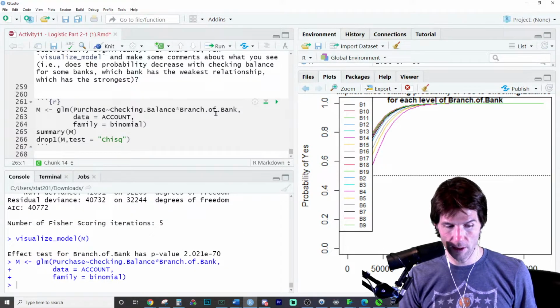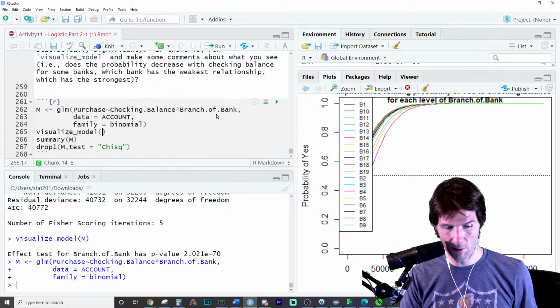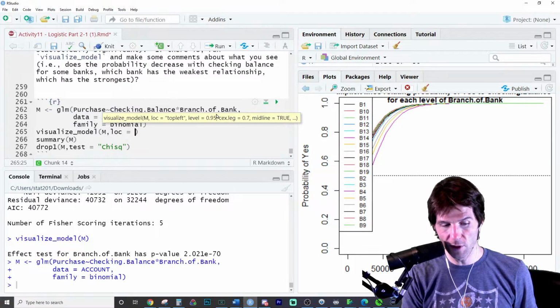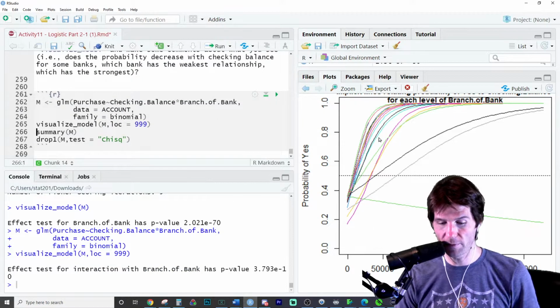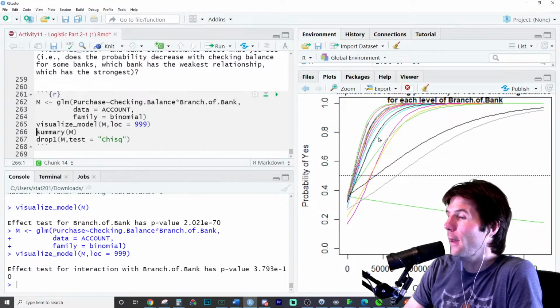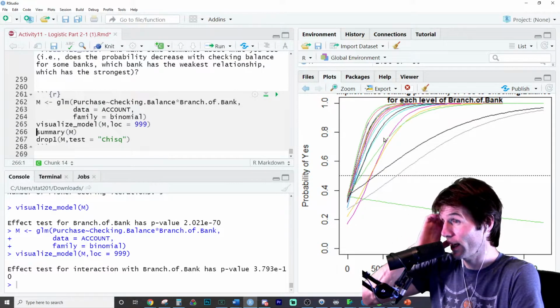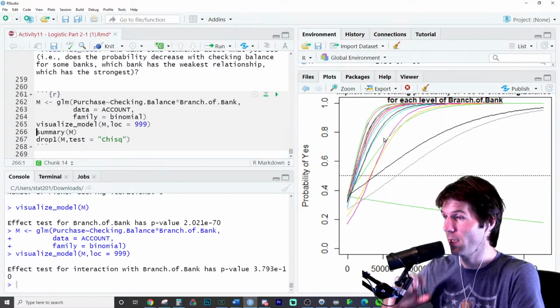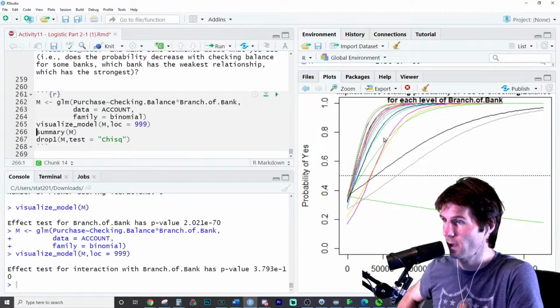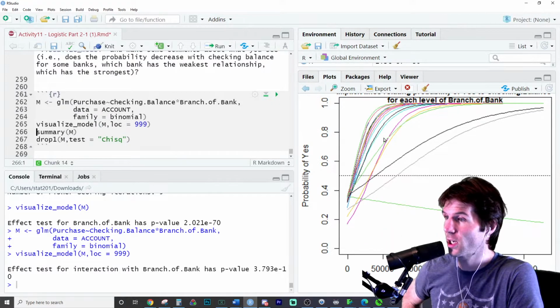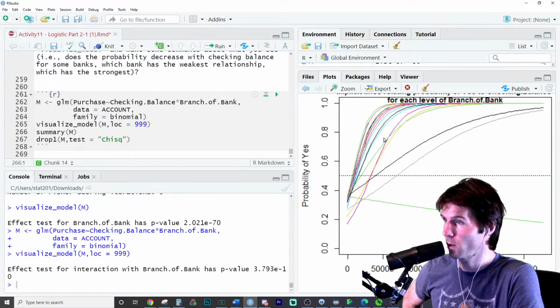And here are all the curves. We're going to go loc. If you do 999, it generally removes it off the graph. Woo! So now someone's checking balance. The way in which checking balance explains the probability of someone making a purchase depends on the bank they are at. There's actually one bank, whatever the green bank is right here, where someone having a higher checking balance would actually have a lower probability of making a purchase.